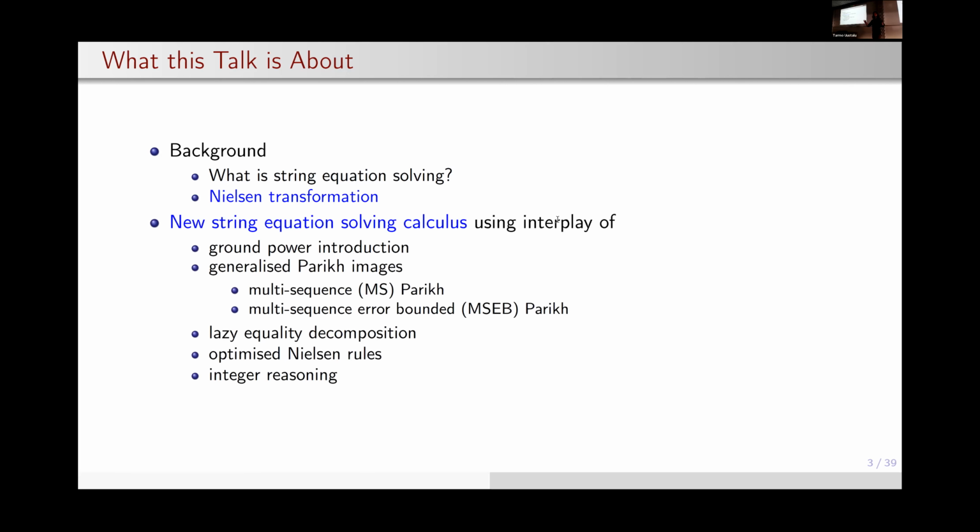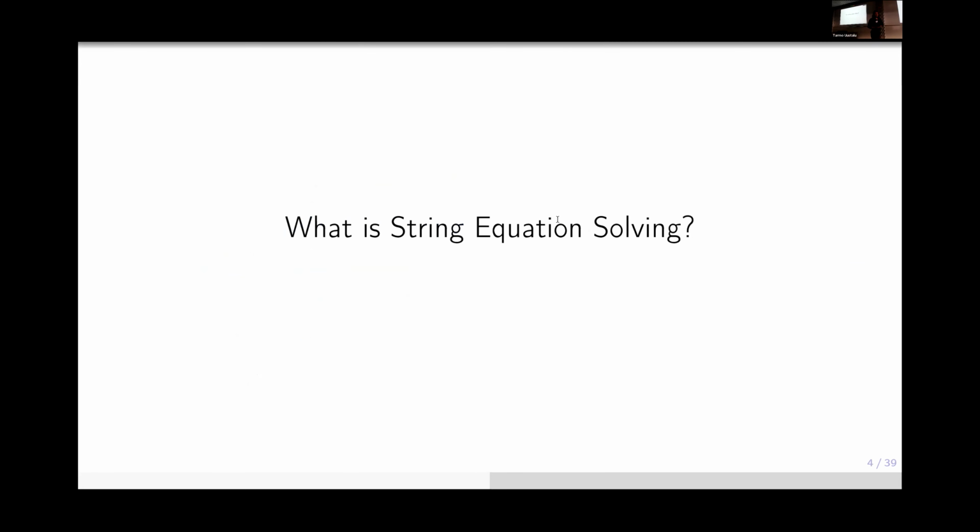I'm always super excited about talking about the stuff I'm doing, and there's a lot we did for the string solver. However, unfortunately, I'm limited to 25 minutes, so I will not talk about the last few points here. But the two points I will discuss, the ground power introduction and the generalized Parikh image, are also pretty good. So I think it should be fine.